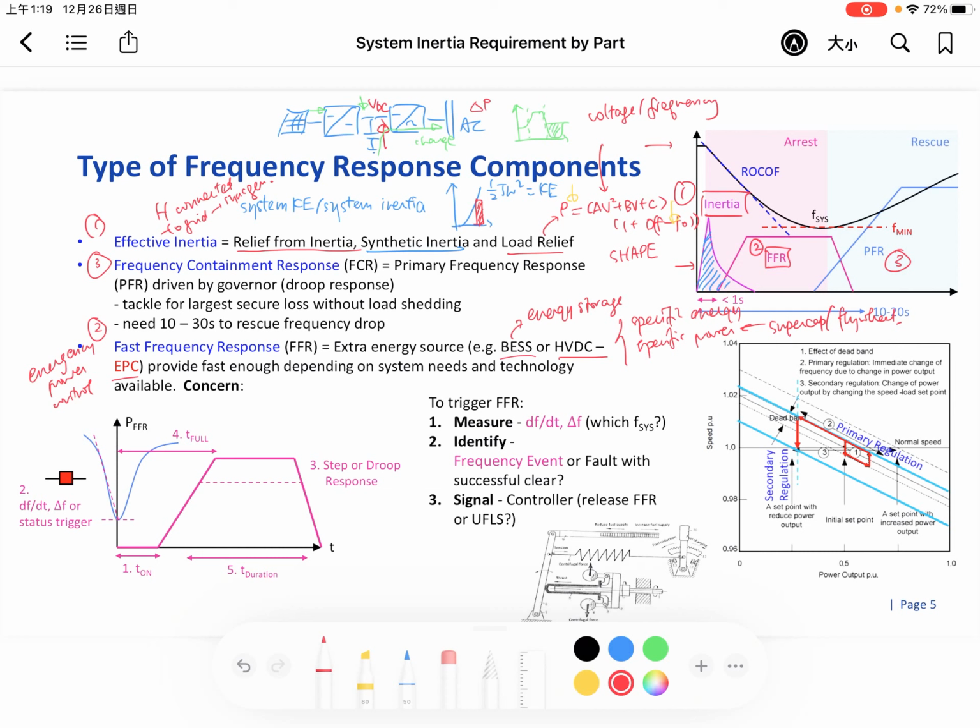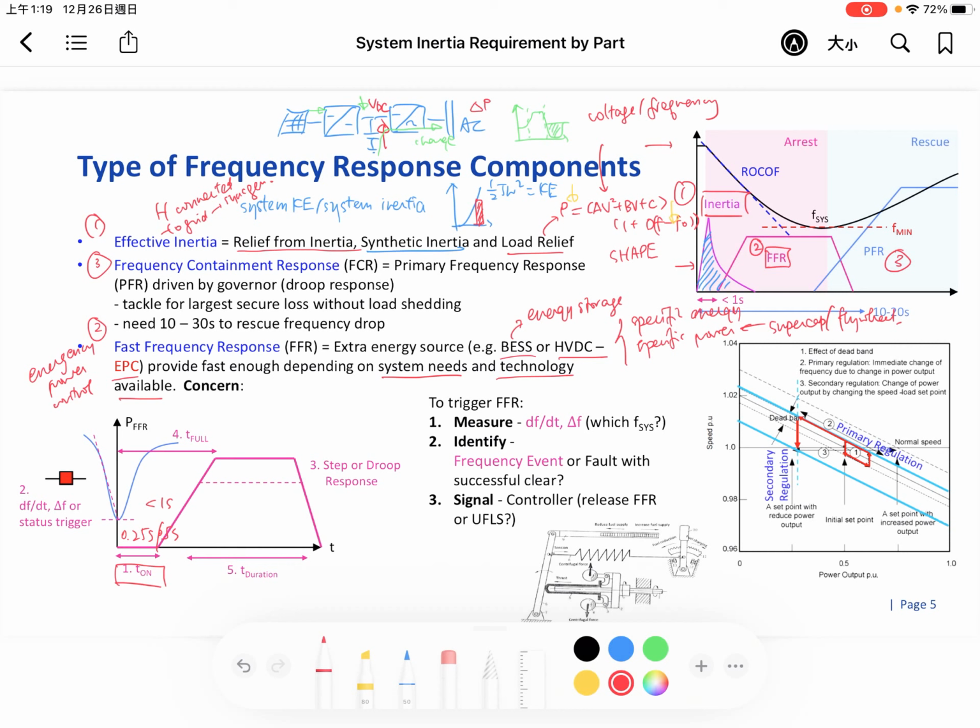So the fast frequency response is to provide a fast enough response, of course depending on the system need and the technology available. The concern, the first one, is how long does it take to turn on? Sometimes it is about 0.25 seconds or 0.5 seconds. It is shorter than 1 second anyway.